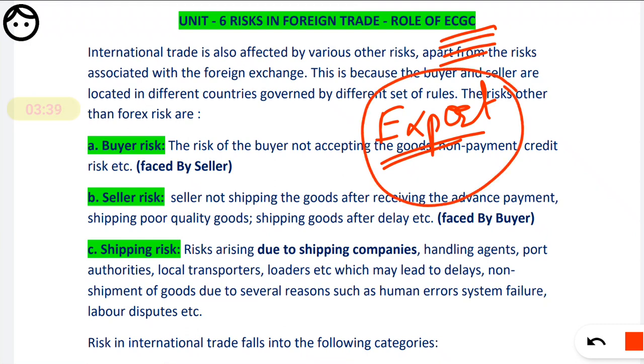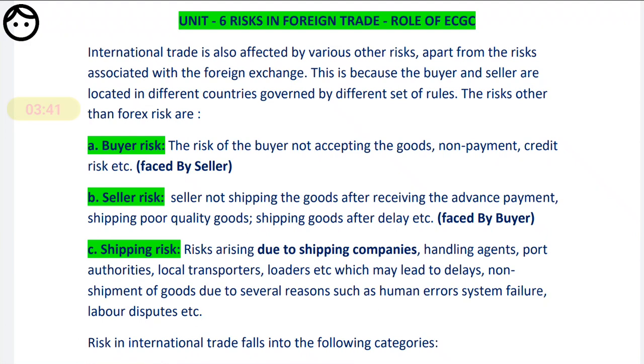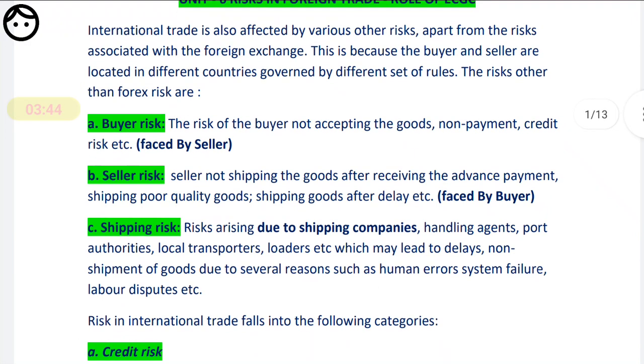Okay, now very first we will discuss some basic risks, which are part of your syllabus. Very first, what is the buyer risk? So friends, remember, it is not buyer's risk, it is just buyer risk. Note that buyer risk is always faced by the seller. How to remember? Just remember, buyer risk is faced by the seller. You can easily remember.